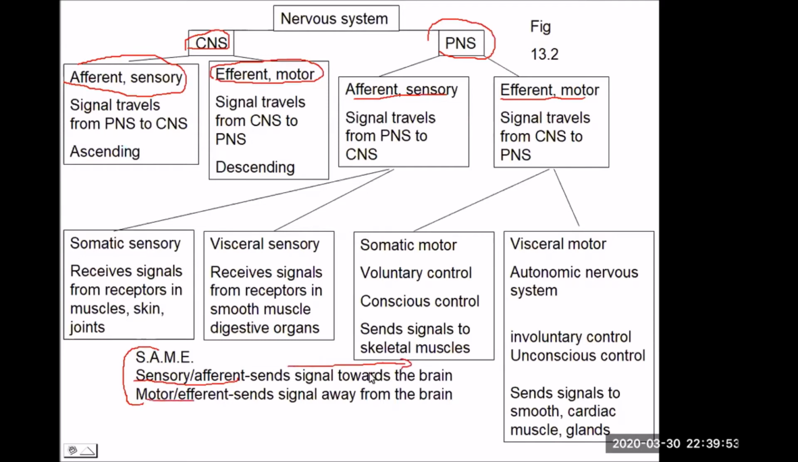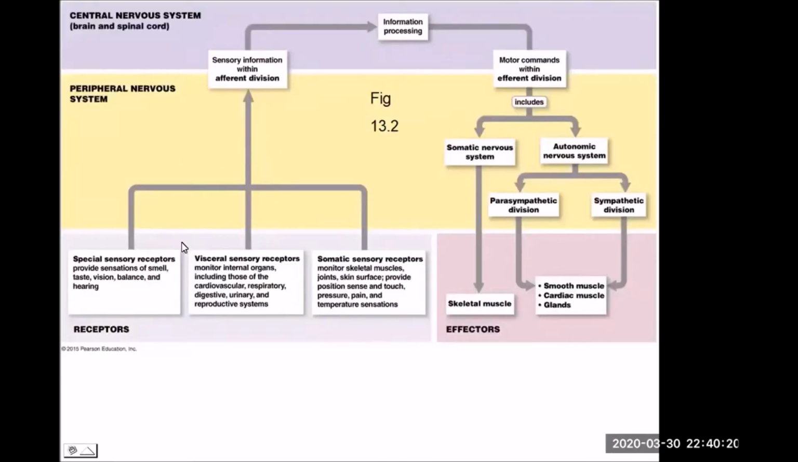Motor and efferent are synonyms, and you see signals traveling away from the brain out to control some organs. So always sensory and afferent. We're signaling towards the brain, towards the CNS. Motor efferent, signaling away from the brain and spinal cord to control some organ. So it's the direction.